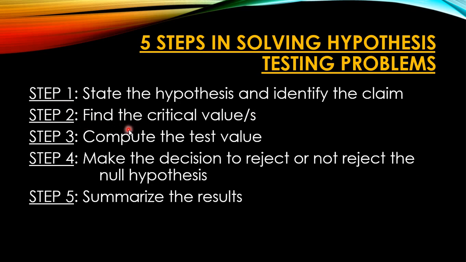Step 2, find the critical value or values. Critical value, kung ito ay one-tailed, isa lang siya. At critical values, ibig sabihin dalawa, kasi two-tailed. Para naman yan sa two-tailed, nasa left at saka nasa right. Step 3 is compute for the test value. And then, step 4 is make the decision to reject or not reject the null hypothesis based on the test value and the critical value. And then, step 5 is you summarize the results.